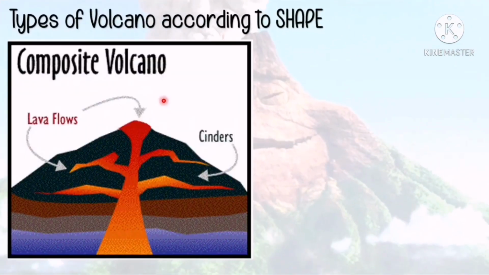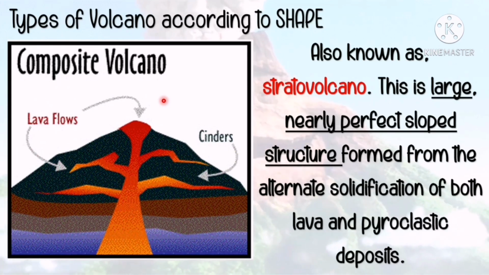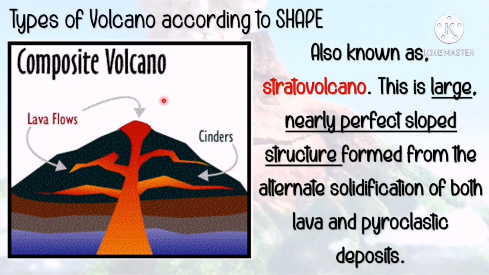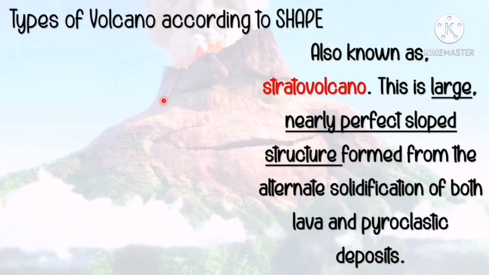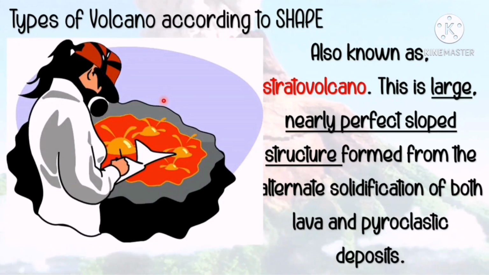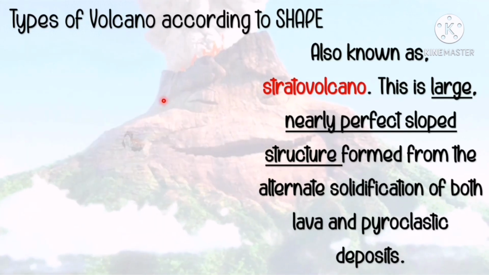Lastly, we have composite volcano. It is also known as stratovolcano. This is a large, nearly perfect slope structure formed from the alternate solidification of both lava and pyroclastic deposits. According to volcanologists, the people who study volcanoes, some of the Earth's grandest mountains are composite volcanoes or stratovolcanoes. One example is our very own Mayon Volcano.